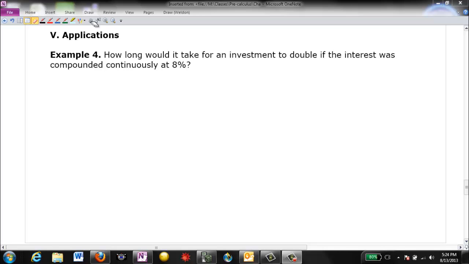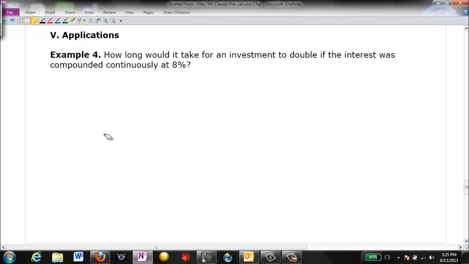So compound interest is one that uses exponential equations a lot. So I'm going to use those as some examples so you can kind of see why we need to be able to solve some of the equations that we've been talking about up to this point. So let's go ahead and talk about example 4 here. And again, it's a compound interest problem.